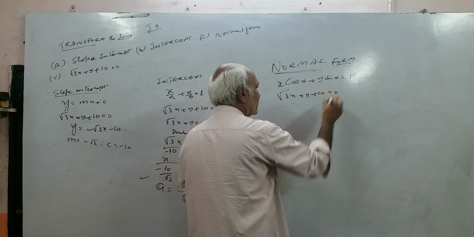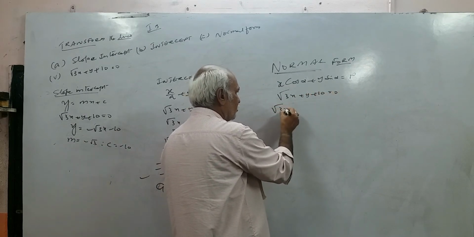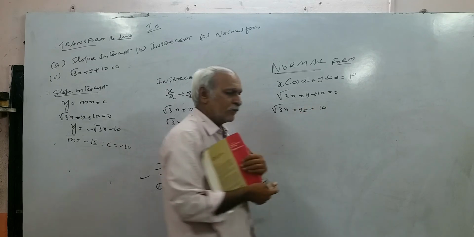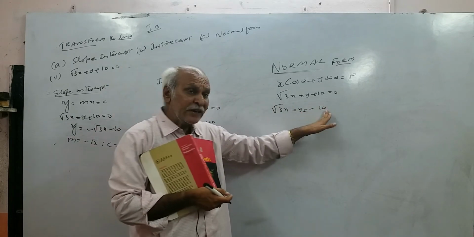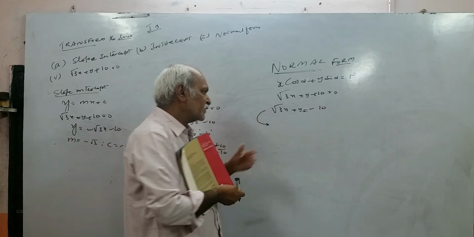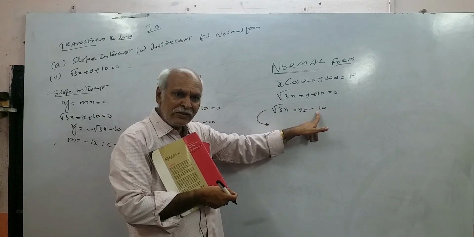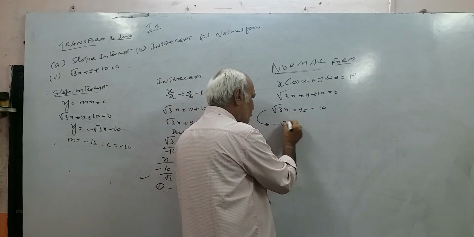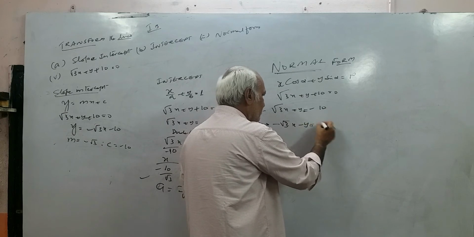Please understand this. So what do we do? Root 3x plus y is equal to minus 10. What we have done is brought 10, but here a negative sign is coming. I am putting an arrow here. What does this arrow mean? I should not have a negative value here, so it should become positive. So what will I write? Minus root 3x minus y is equal to 10.